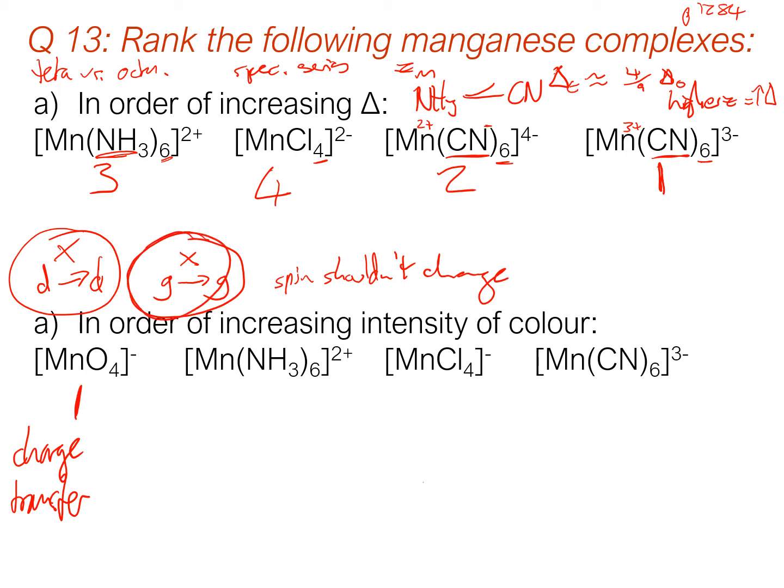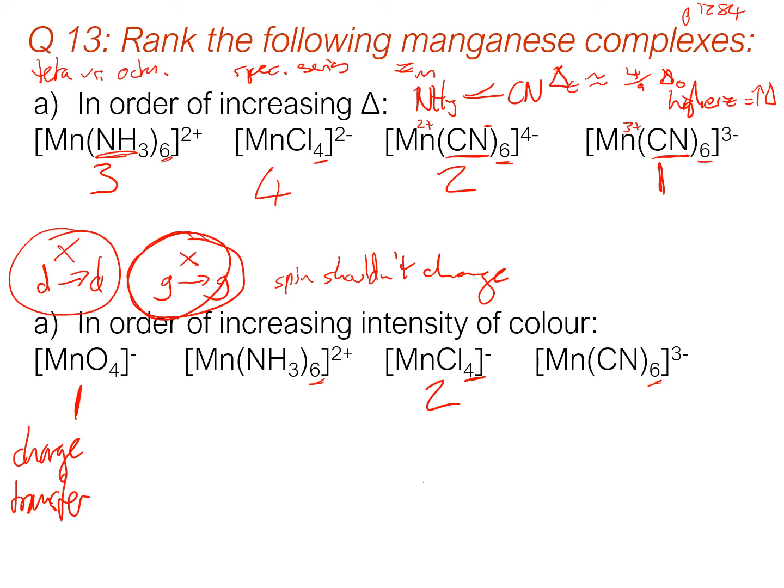So let's have a look. We've got this manganese with 6 ammonia ligands, therefore that's octahedral, and this manganese has 6 cyano ligands, so this is also octahedral. So it's just this one, the manganese with 4 chloro ligands. This is a tetrahedral complex, therefore it doesn't satisfy the D to D rule, but it does satisfy this symmetry rule, and it also satisfies the spin selection rule. So this is going to be the next most intense, number 2.